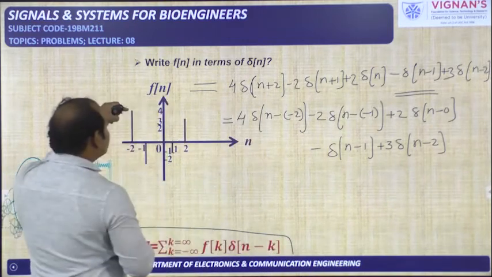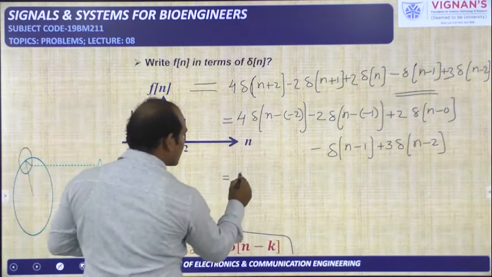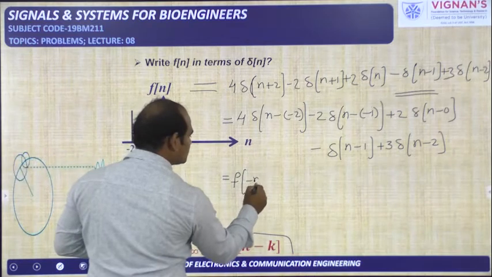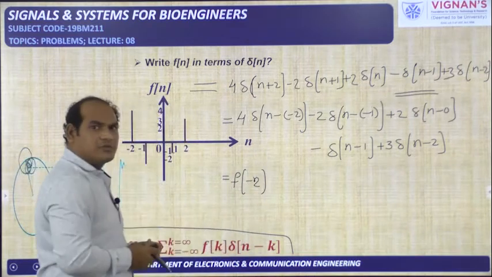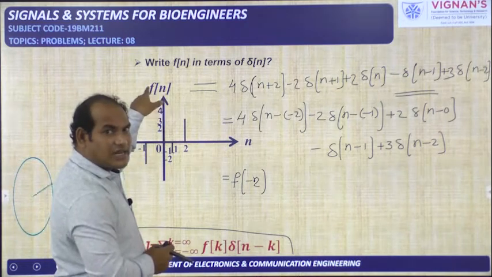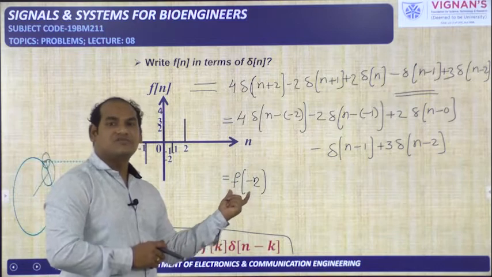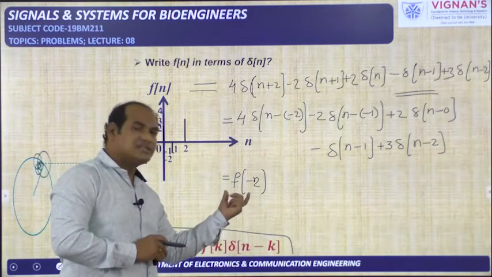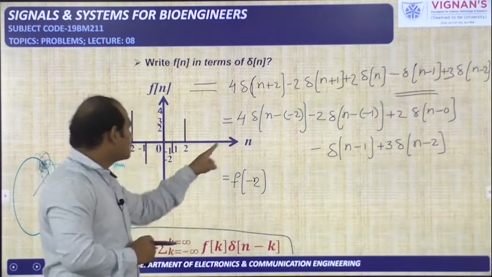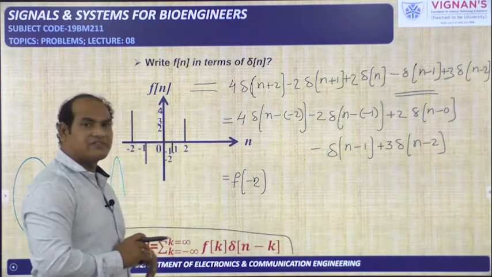Okay. Next, how to write this 4? 4 is the amplitude of this particular signal at n is equal to -2. So I can write that 4 as f of -2. Already we have discussed this much. F of n is the signal because n is the variable. F of -2 is not a variable. It is a constant value. It is a fixed value. It is the value of the signal f of n at n is equal to -2. At n is equal to -2, what is the amplitude? 4. That's why in place of 4 I can write f of -2.